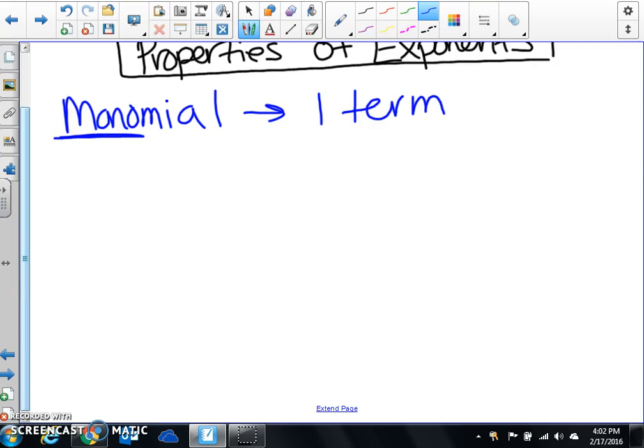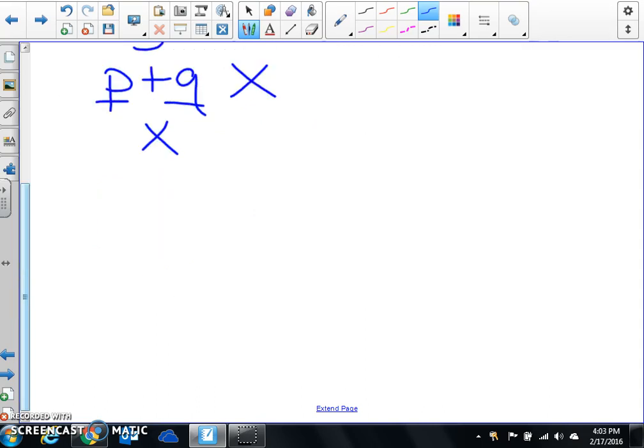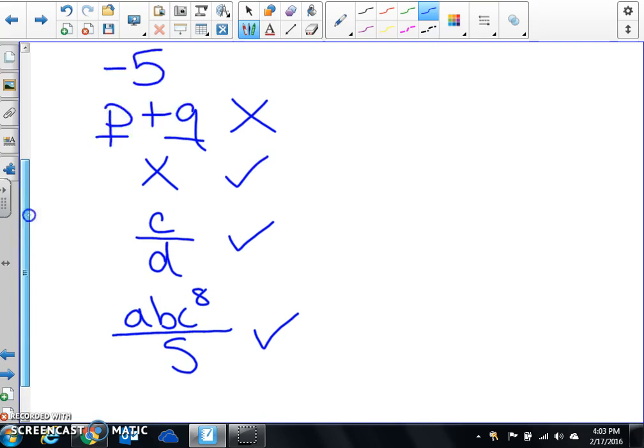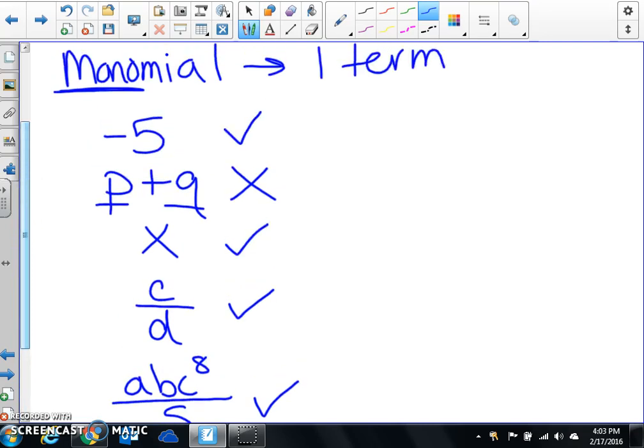So when we combine like terms, remember all the different terms are separated by subtraction and addition. So for instance, -5, yep, that's a monomial. P plus Q, that is not a monomial because this is 2 terms. X, in general, that's a monomial. C over D, yep, still a monomial. A, B, C to the 8th over 5. Is there any addition or subtraction? Nope. So, yep, that's a monomial as well. So all of those are monomials except for this P plus Q.